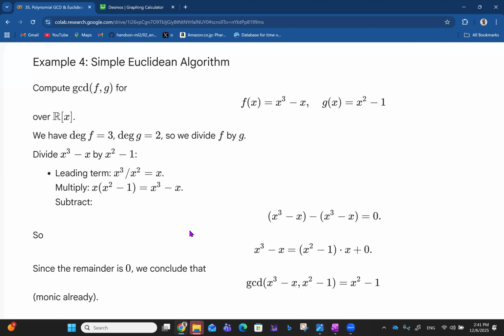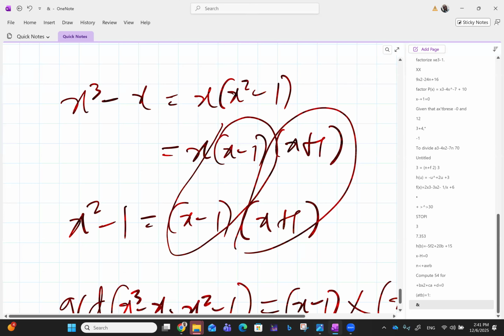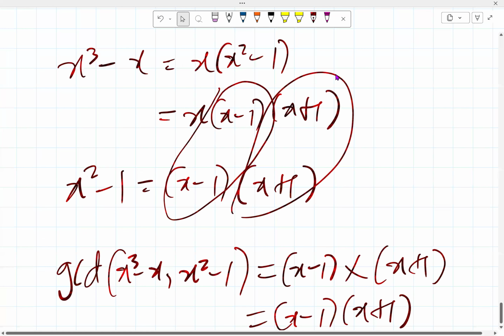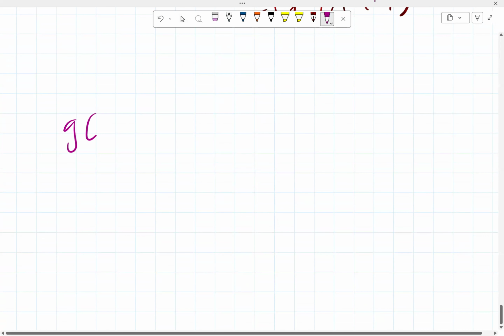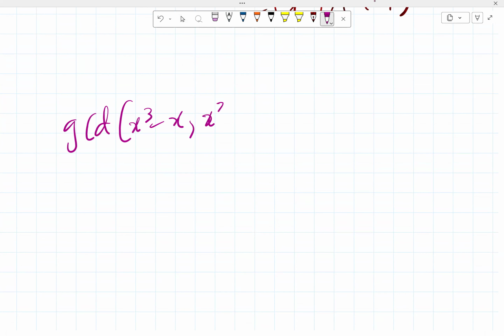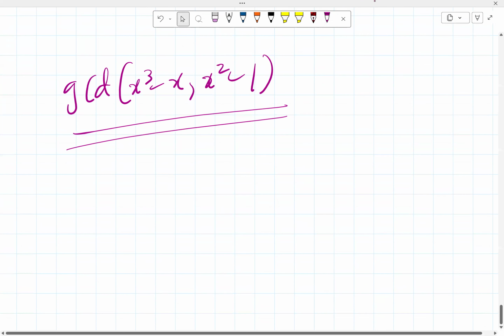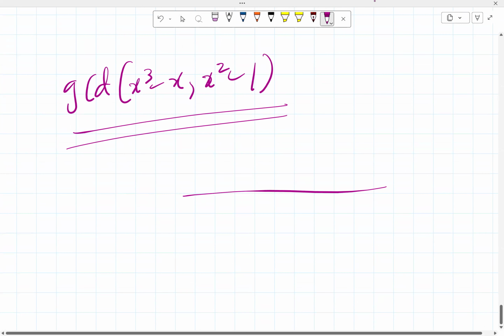Now, I know that may sound like gibberish to you, because long division is better done using the division table. So let's go for that, so you can get clarity. We are looking for the GCD of x cubed minus x and x squared minus 1. The Euclidean algorithm way to do that is to do long division.